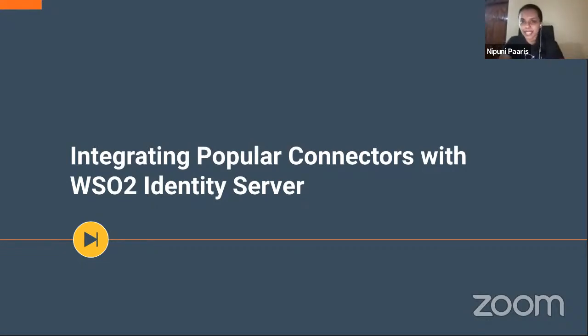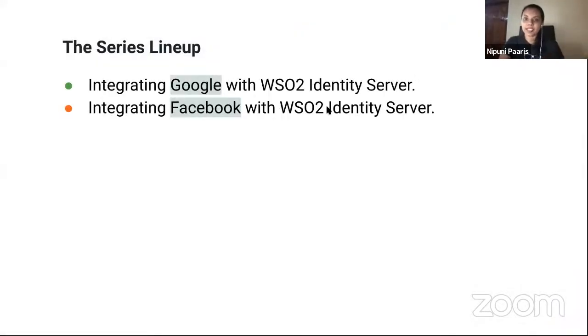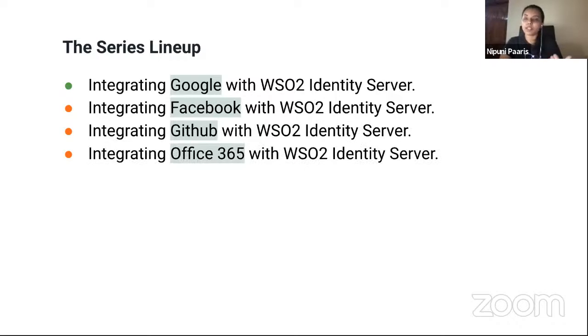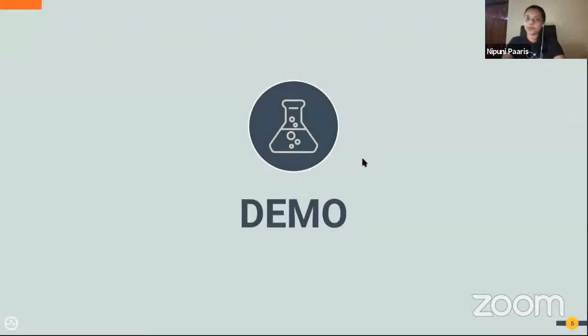So let's quickly have a look at our lineup. The very first one is Google, as you all know. We are talking about it today. And then we have lined up Facebook, GitHub, Office 365, and even sign in with Apple for you. So stay tuned, guys. We'll be talking about some interesting stuff when it comes to integrating all these connectors with WSO2 Identity Server. Having said that, let's go straight away to today's demo.